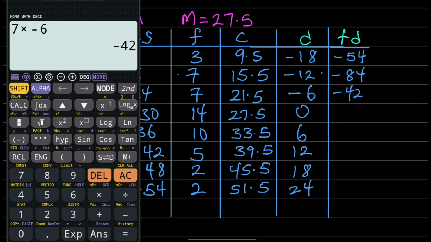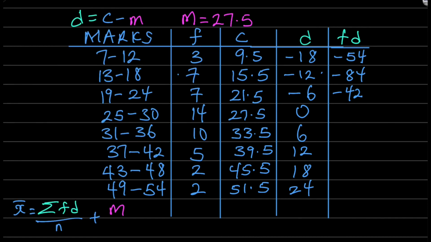So I'm going to skip the calculations and then just populate the column. So this is 0, 60, 60, 36, and 48. Now that has been filled down, let's go back to our formula. Our formula says summation FD. So the first thing we are looking for is the sum of all the values under the FD column. So let's sum that up.